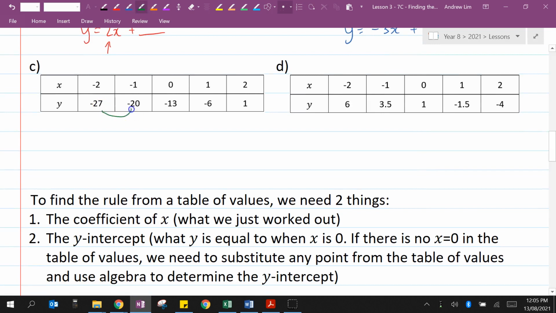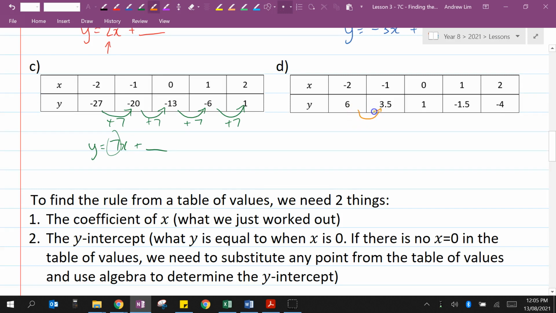Okay, question C and D. The pattern here looks like it's going up by 7. So we're going to have y is equal to 7x plus something, or minus something. But we know it's positive 7. We don't need to write a plus sign in front of it. We should know that it's positive if we don't write a minus sign in front of it.